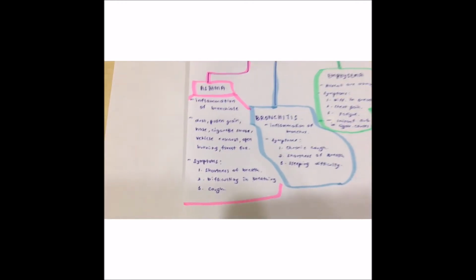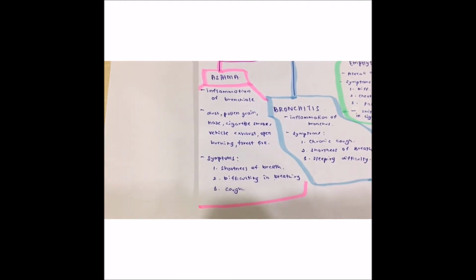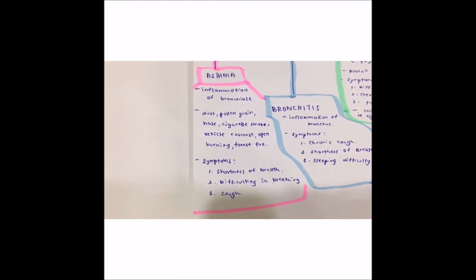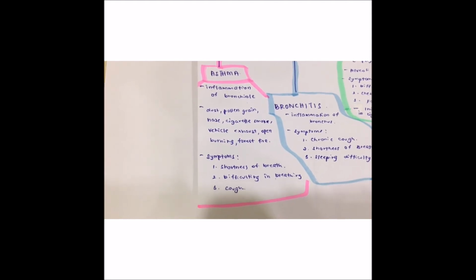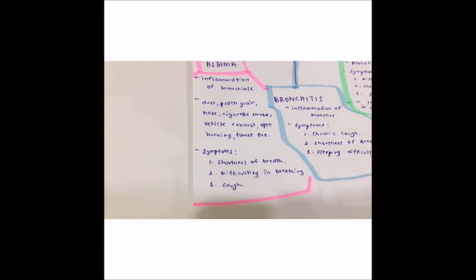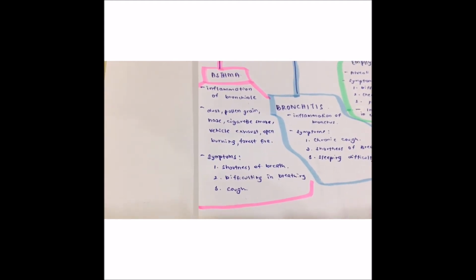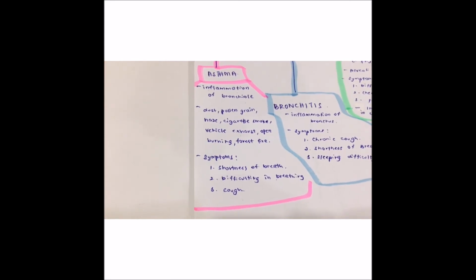Asthma is the inflammation of bronchioles. It occurs when there is exposure to dust, pollen grain, haze, cigarette smoke, vehicle exhaust, open burning and even forest fire. They can trigger the symptoms of asthma such as shortness of breath, difficulty in breathing and coughing.